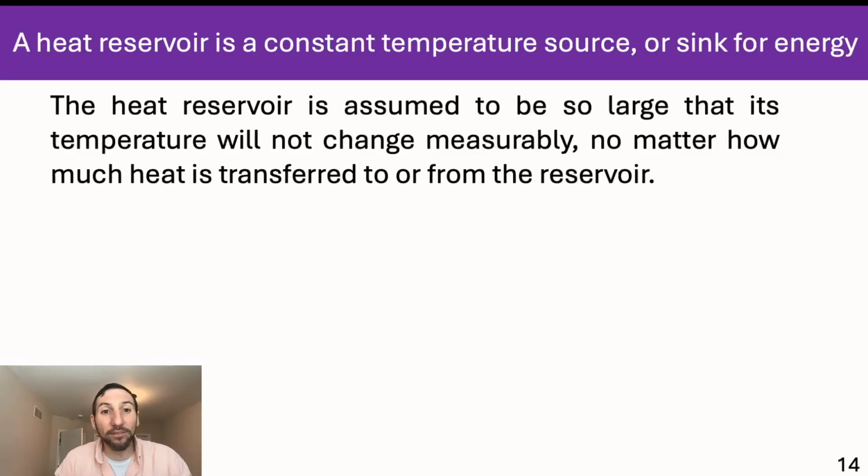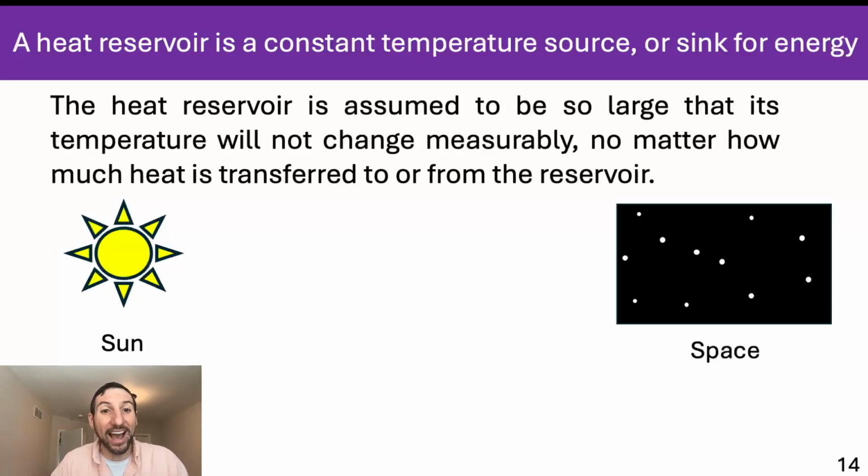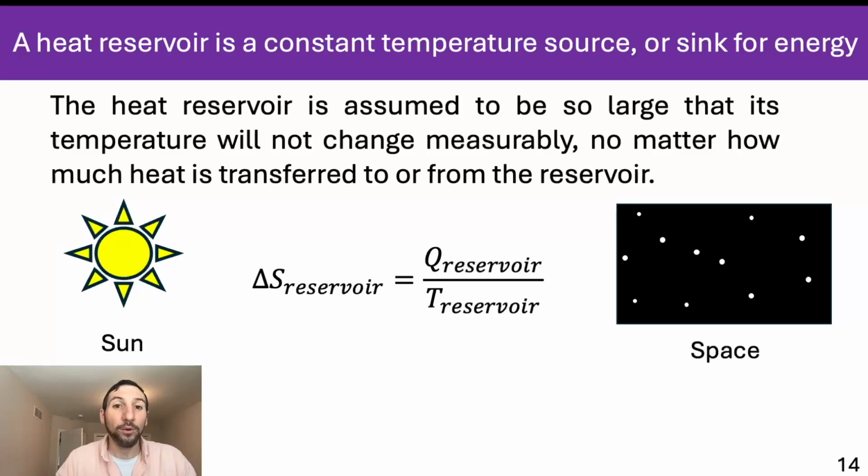A couple of examples of this in space: you can have the sun, which is radiating a certain amount of energy and has a constant surface temperature, which I think is around 4,000 degrees Celsius. You can also think about outer space, where the background temperature is 3 Kelvin. Both of these are so big that anything you or I do is going to be so minuscule in comparison that it will not change the temperature. And when that happens, your change in entropy of the reservoir is going to equal Q reservoir over T reservoir.